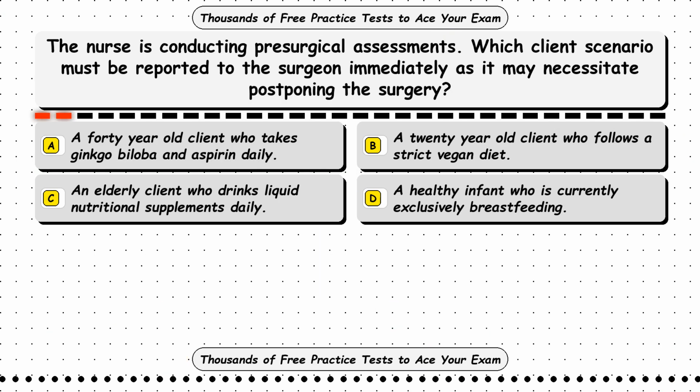Question 64. The nurse is conducting presurgical assessments. Which client scenario must be reported to the surgeon immediately as it may necessitate postponing the surgery? Option A. A 40-year-old client who takes ginkgo biloba and aspirin daily. Option B. A 20-year-old client who follows a strict vegan diet. Option C. An elderly client who drinks liquid nutritional supplements daily. Option D. A healthy infant who is currently exclusively breastfeeding.